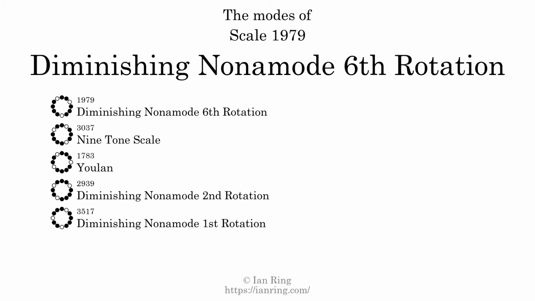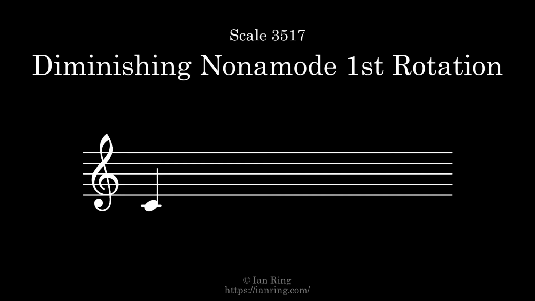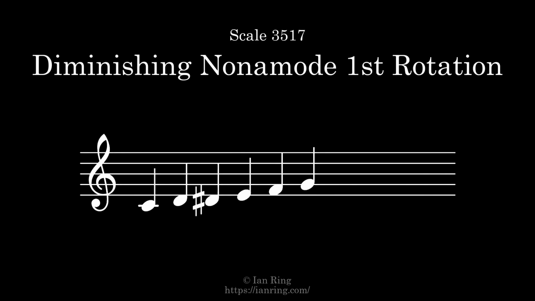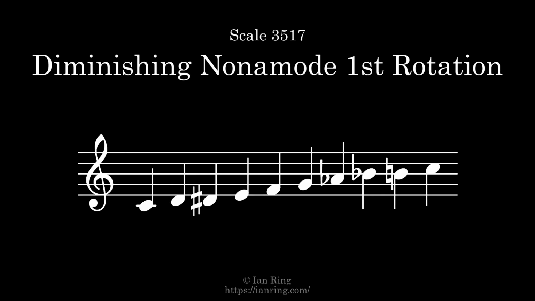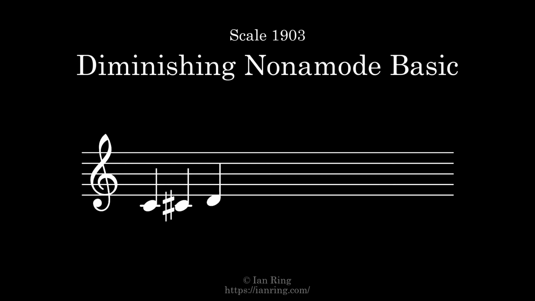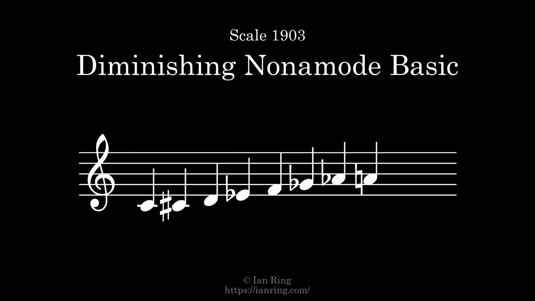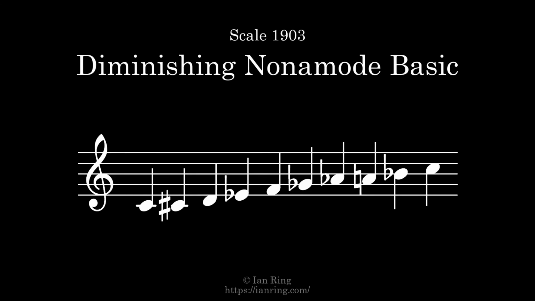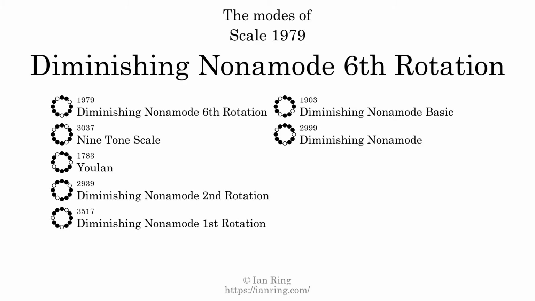The fifth mode is scale 3517, also known as Diminishing Nonamode 1st rotation. It sounds like this. The sixth mode is scale 1903, also known as Diminishing Nonamode Basic. It sounds like this. The seventh mode is scale 2999, also known as Diminishing Nonamode. It sounds like this.